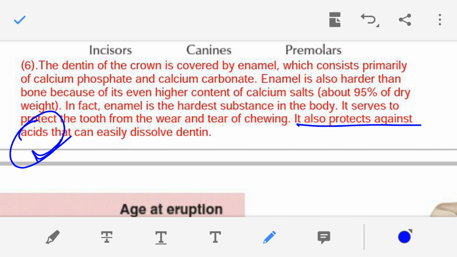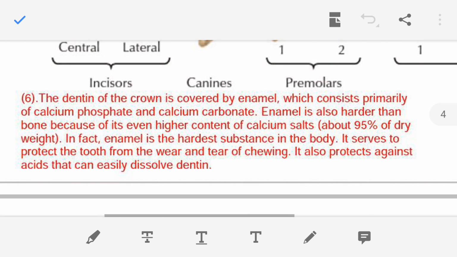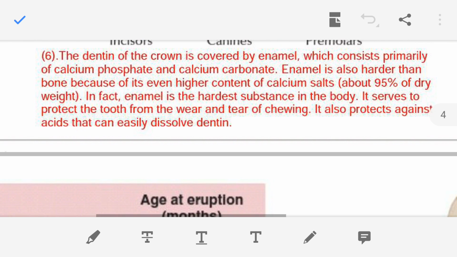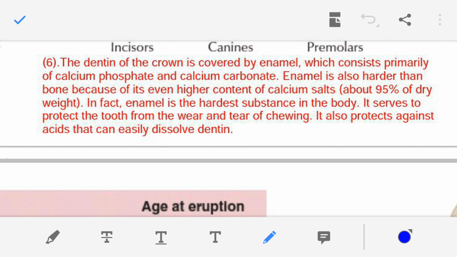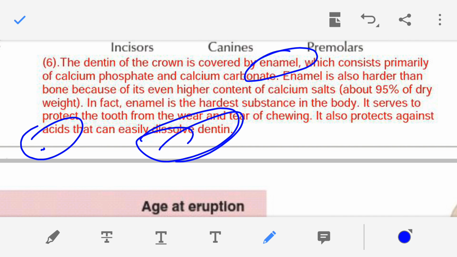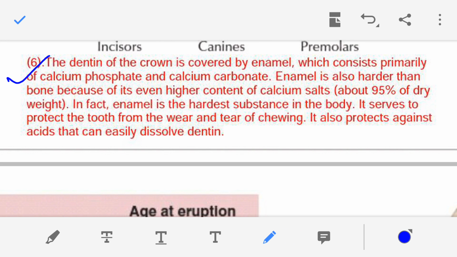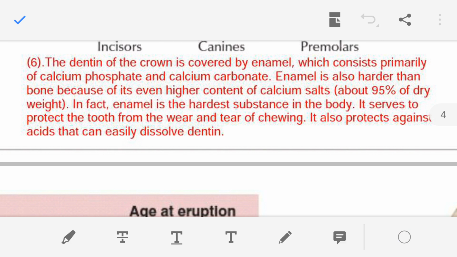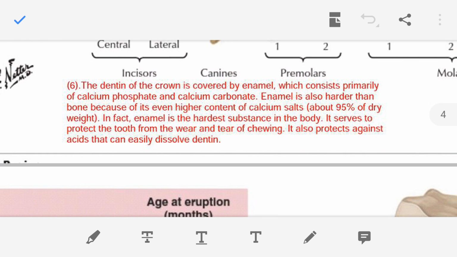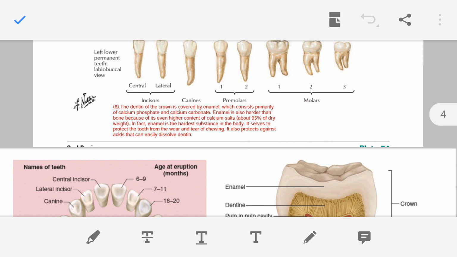Now let's say if the enamel is removed, then the dentine will be exposed, and if the dentine comes in contact with an acidic substance, it can be dissolved. So the enamel is actually protecting the dentine. Okay, so the sixth point is regarding the enamel, what the enamel is composed of and what the function of enamel is.